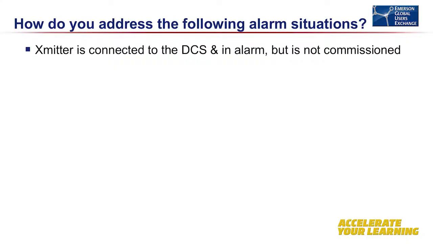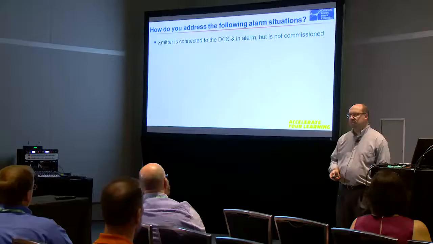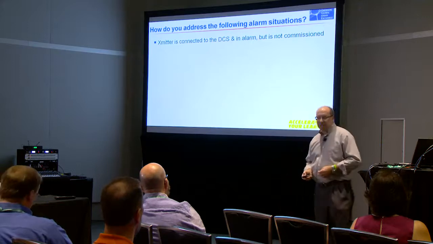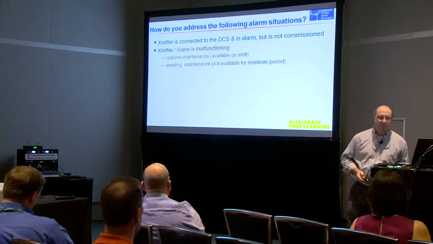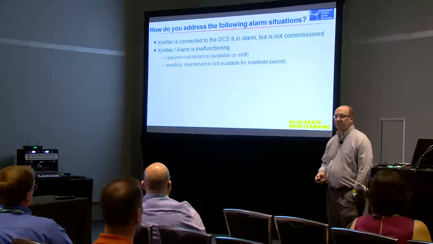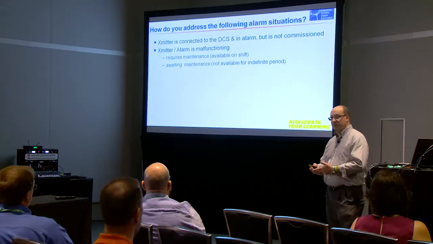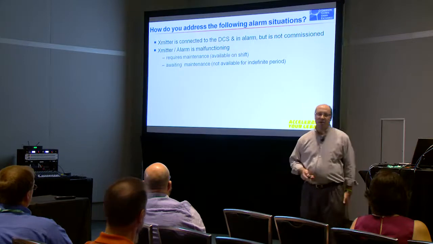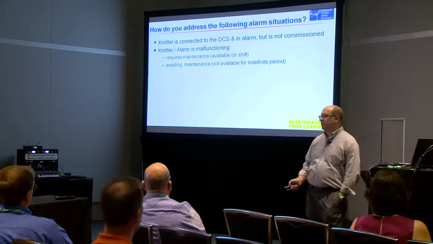So examples that we'll look at: how do you deal with when you have a transmitter connected to your DCS, it's generating alarms, but it's not commissioned yet? You make the operator just put up with those alarms? Do you disable the alarm? You know, what do you do? What's your process? Similarly, what do you do when you have a hardware malfunction that results in alarms, and that hardware can't be fixed immediately? So does the operator just need to suck it up and deal with those alarms? Do you disable the alarm? Does it go through an MOC process? Do you have to write it down in a log externally and keep track of all this stuff?